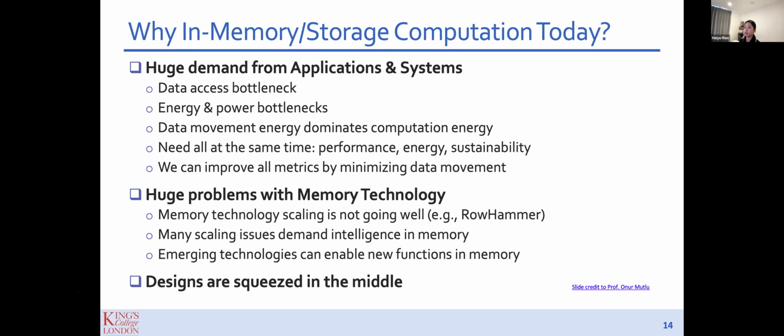So basically, if we don't have in-memory and in-storage computation, then when we want to solve these problems and overcome these challenges, the design gets squeezed into the middle. It's very limited, right? Very limited in what we can do. So that's why in-memory and in-storage computation is quite popular nowadays.